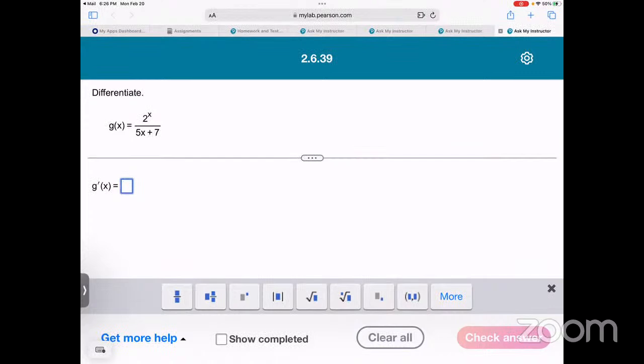The bottom, which is this, 5x plus 7, times the derivative of the top. The derivative of the top is going to be itself, 2 to the power of x. Nope, that's not a 2. 2 to the power of x times what? The natural log of 2. When it's a base other than e, you have to say times log of 2.